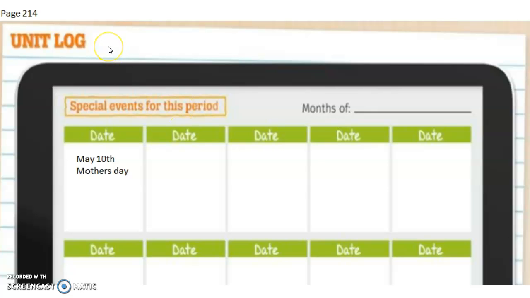In the page 214, we got special events for this period. You're gonna write the month, this month, May, and special dates for this month, like May 10th, Mother's Day.